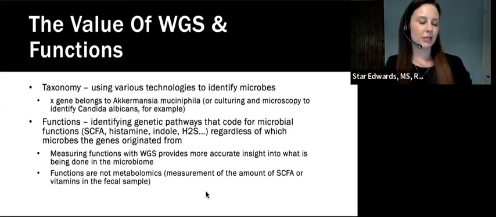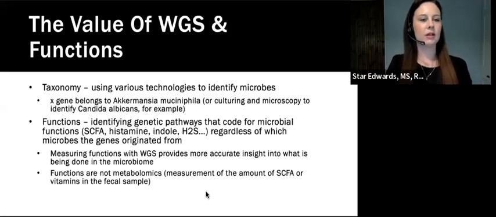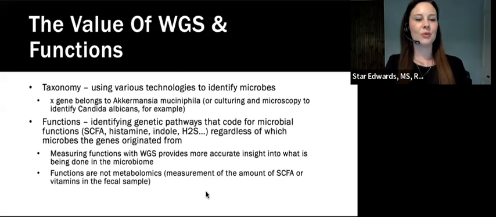Because if you're using taxonomy, some tests might try to use taxonomy to assume a function. However, you're really relying on the research that we've done so far to know which bacteria perform different functions. And while there's a lot of research that has been done, there's still so many bacteria out there, and we don't exactly know who they are or what they do. However, if we're looking at functions, we're still able to pick up on the fact that they might have genes that code for histamine production, for example. So we're taking that variable out of it, and we can more accurately assess the functions that are being done in the microbiome.